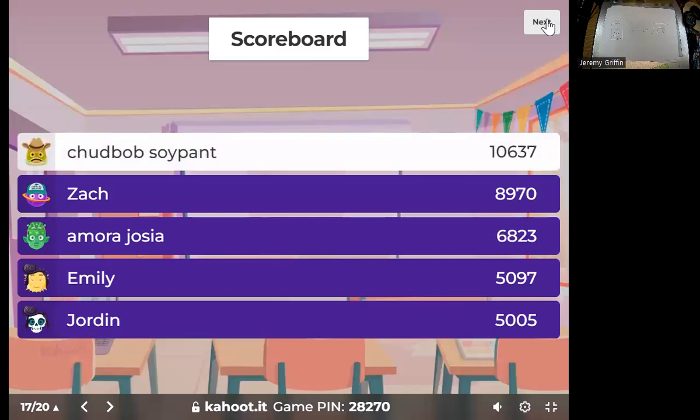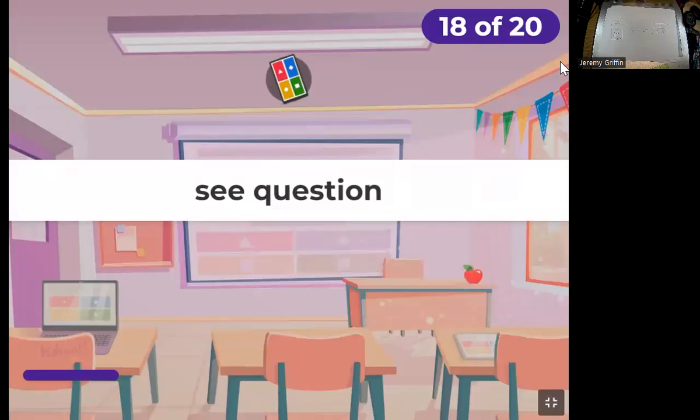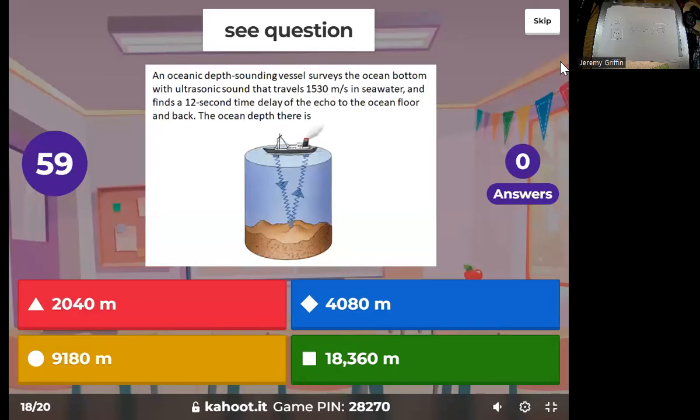All right, more points. An oceanic depth sounding vessel surveys the ocean bottom. Sound travels 1530 meters per second in seawater, and there's a 12-second time delay to hear the echo right back. What's the ocean depth?